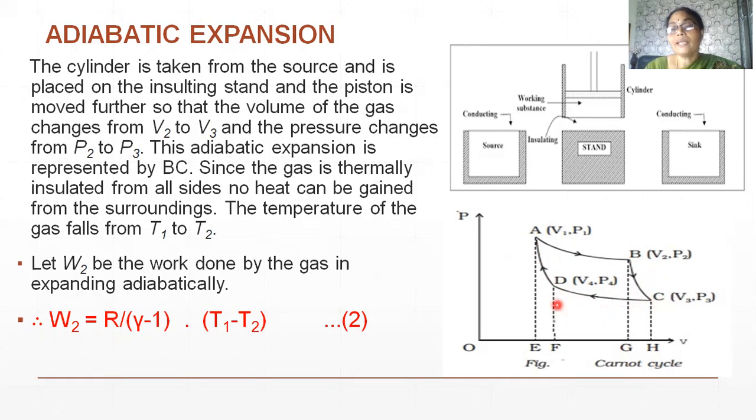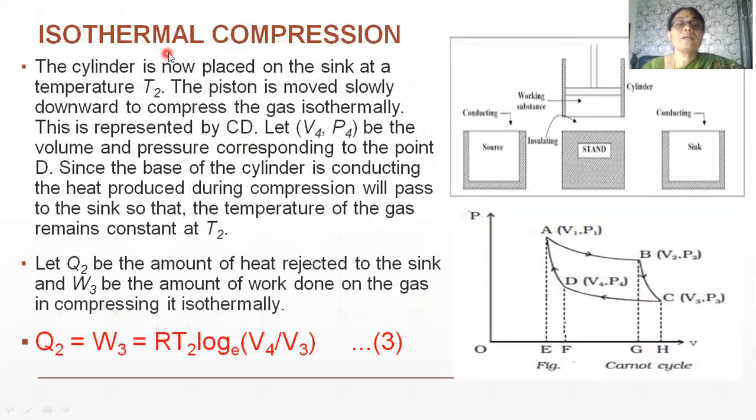Now, let's see the third stage of operation, which is known as the isothermal compression process. Here, C, V3, P3 will become the initial state. The working substance which was previously on the insulating stand is removed from the insulating stand and placed on the sink. When it is placed on the sink, the lower portion is conducting and the upper portion is conducting. We have already studied that the sink has the capacity of absorbing heat.